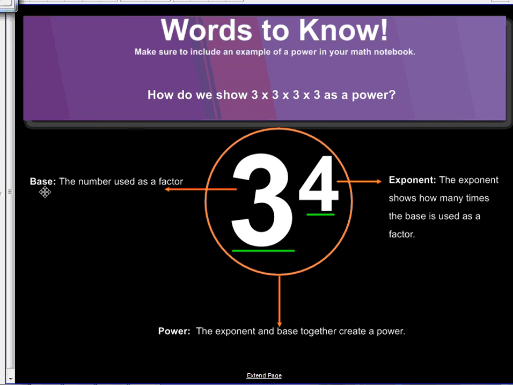First off, we have the base, and the base is the number used as the factor. In this example, it's 3, because that's the number that's being multiplied over and over again. The exponent shows you how many times the base is used as a factor. We have 1, 2, 3, 4 different 3's, so that's where we're getting the 4 from. Combined, the base and the exponent make up a power. So together the exponent and the base create a power.